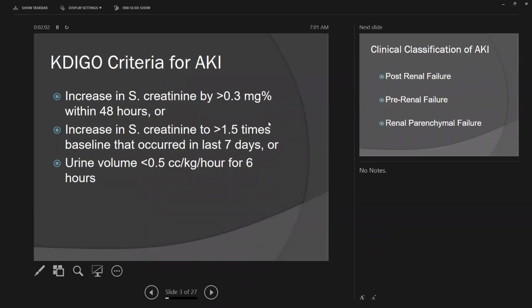Now, KDIGO, which, believe it or not, stands for Kidney Disease Improving Global Outcomes. Those are a group of nephrologists worldwide that come together and make definitions. So if you're kind of anal, you'll go by this. An increase in serum creatinine by 0.3 milligrams within 48 hours, or an increase in serum creatinine of 1.5 times the baseline over 7 days, or a decrease in urine volume to 0.5 cc's per kilogram per hour for over 6 hours. So honest to God, if you ask me that after this lecture, I won't remember what that is. So you don't have to memorize it. You kind of know what acute kidney injury is based upon the rapidly rising creatinine and decreased urine volume.